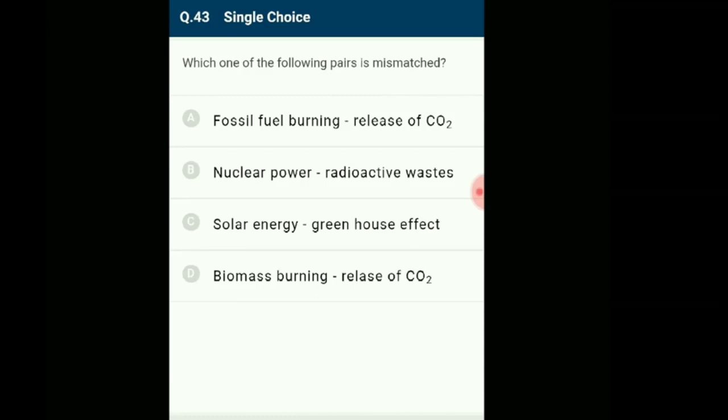Solar energy coming to the earth is not responsible for greenhouse effects. It is the increase in greenhouse gases in the atmosphere, like carbon dioxide, which is released by the complete combustion of fossil fuels or biomass in industries or transportation vehicles, that prevents the radiation of infrared radiation from the earth and results in an increase in the temperature of the earth. So the answer is option C. Solar energy, greenhouse effect, that is mismatched.